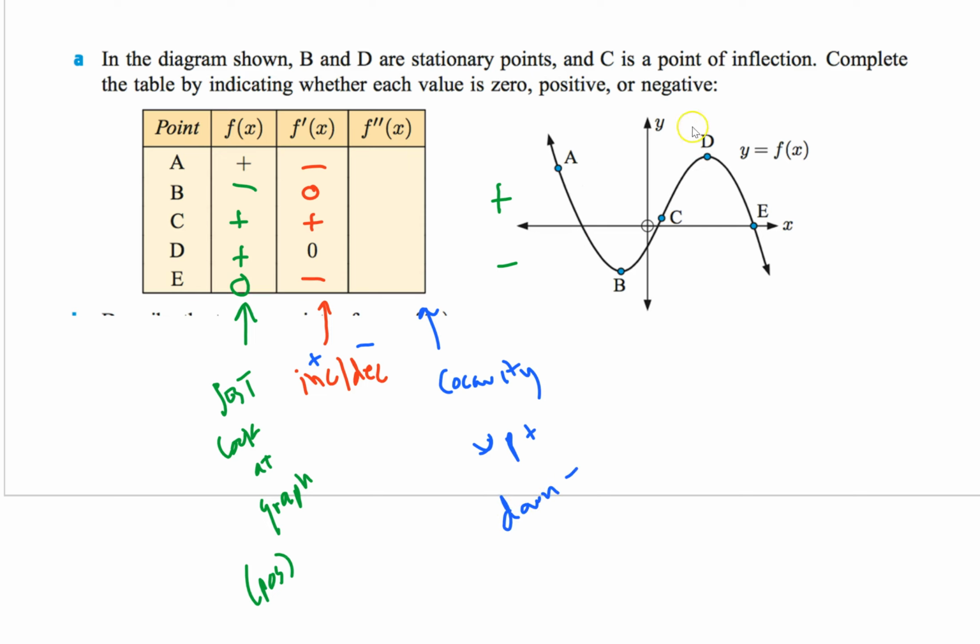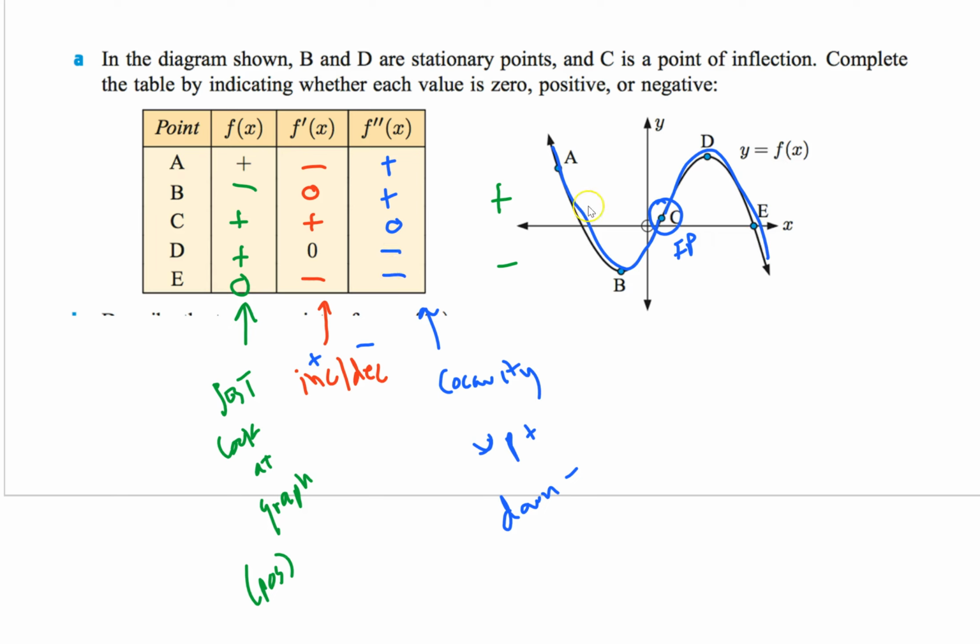So let's look at, I'm going to write on this graph a lot more now, right? From here to here, your graph's opening up. So A and B are both positive. The graph's opening up. C is an inflection point. That's where it switches. So that's a 0. Then look at this part. Your graph's opening down from here to here. So those are both going to be negative.